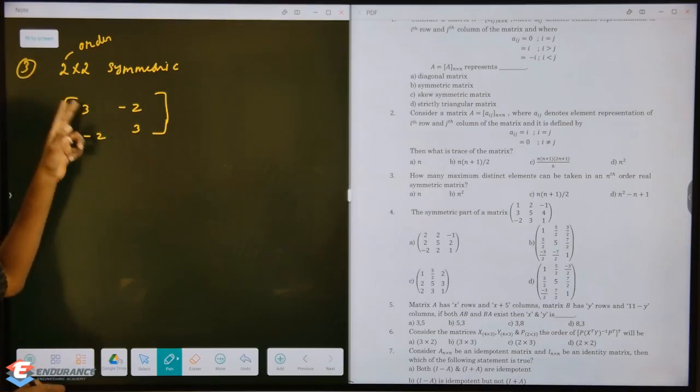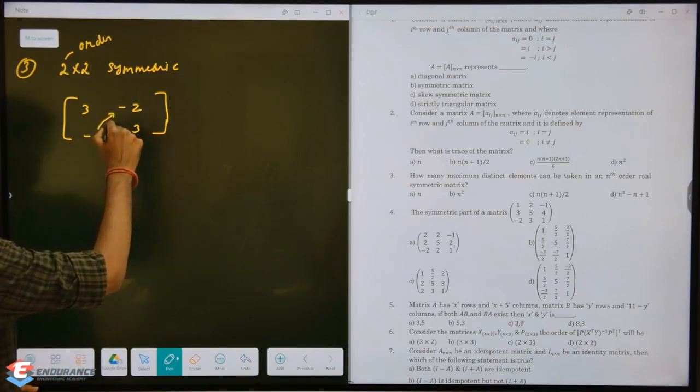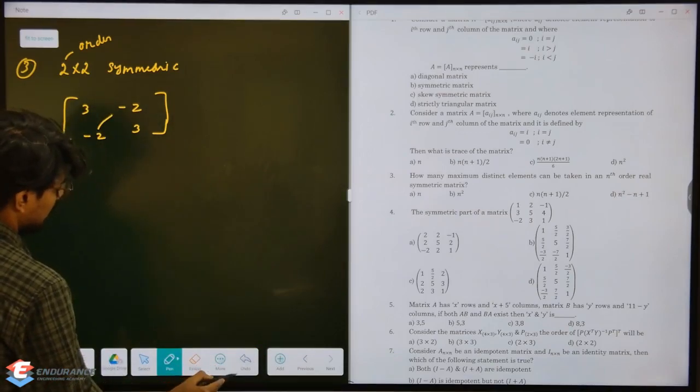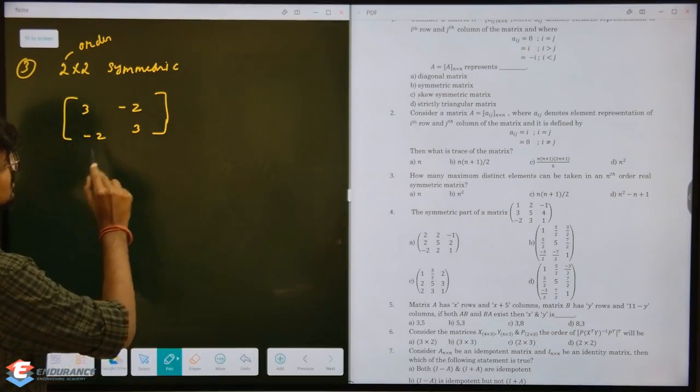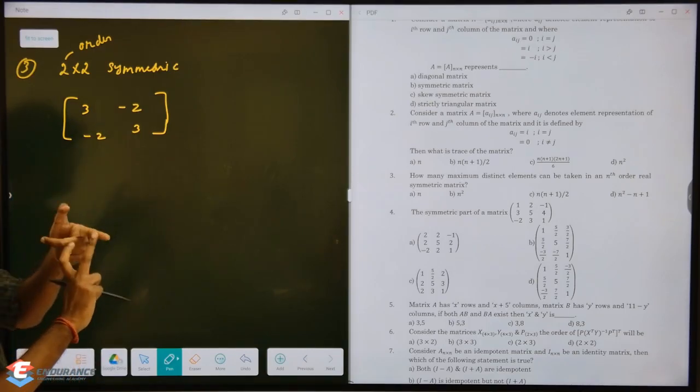It is a symmetric matrix. My leading diagonal elements are the same, but still it is a symmetric matrix. The minus 2s are the same. But how many distinct elements are there here? Two elements are distinct: one is 3, another one is minus 2.